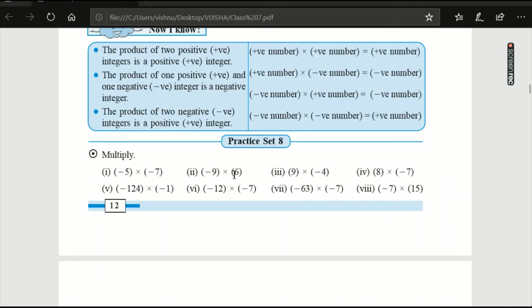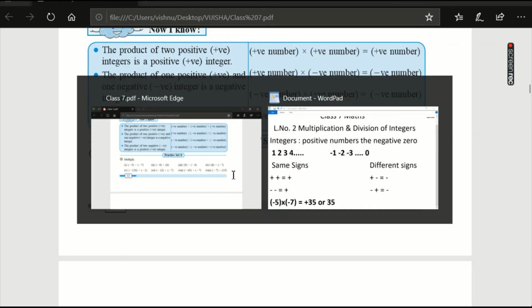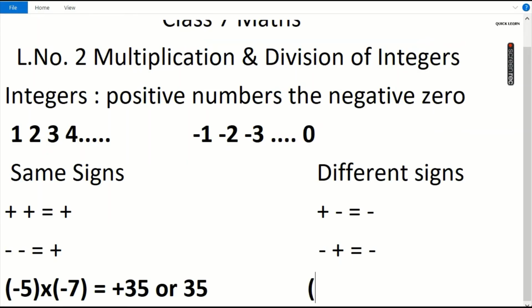Question number 2, -9 into 6. Now how will you do this question? Same way, normal multiplication. 9 sixes are 54. This is normal. Now for the sign, here is one minus and this number doesn't have a sign, which means it is positive. So minus and plus, they both are different, so the answer will be minus.